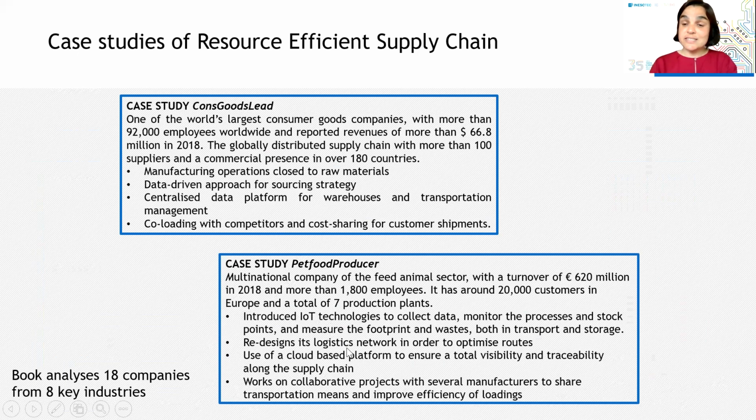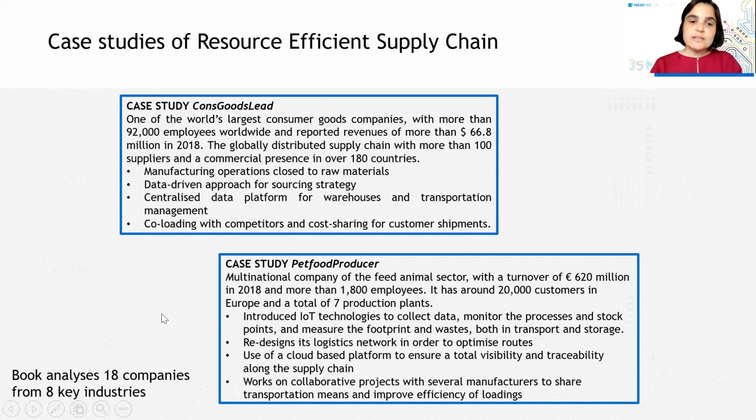And the second case study is from a pet food producer that has 7 production plants. For example, they have introduced Internet of Things technologies to collect data, monitor and process the stock points and measure the footprint of waste both in transport and storage. So again, the awareness with the data and measurement, and also then the acting upon it with the measures regarding the transport and storage.